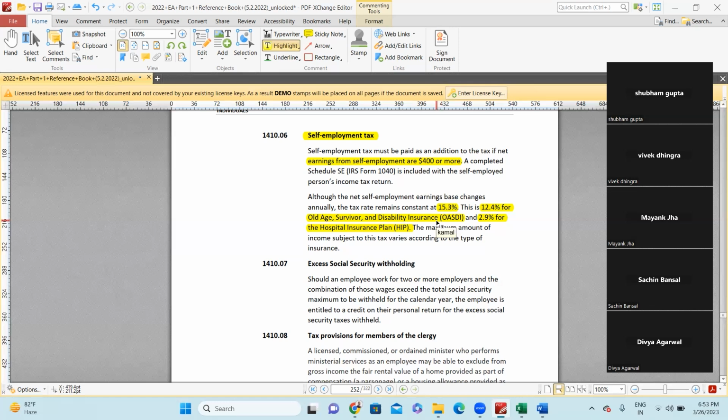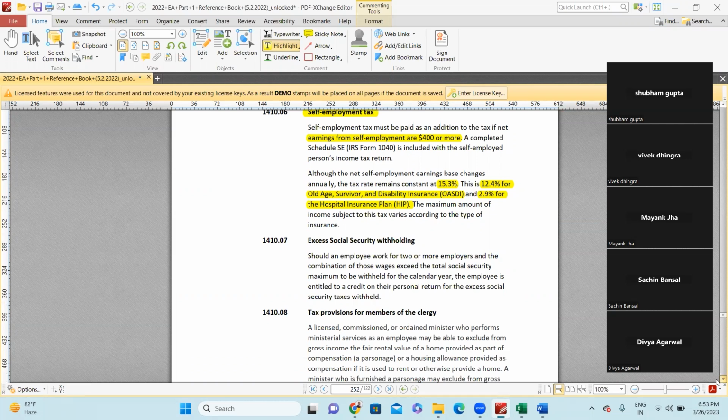12.5% for old age, survivor and disability insurance, and 2.9% for hospital insurance, right? This is important. You'll be seeing self-employment tax in chapters 1, 2, and 3. So now finally we reach the numbers where the percentage is being defined, right? So the second point is excess Social Security withholding.